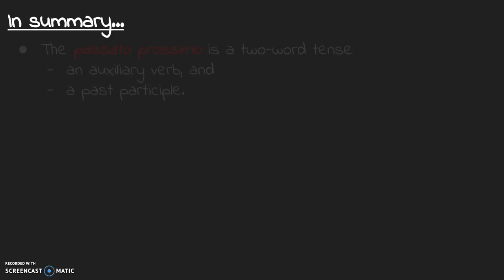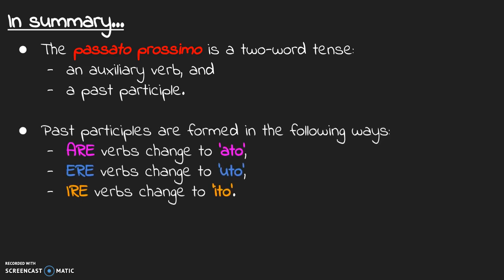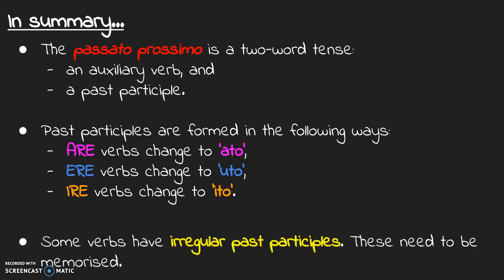In summary, the passato prossimo is a two-word tense that is comprised of an auxiliary or helping verb and a past participle, which is the past version of the main verb. Most past participles work in the following ways. Are verbs change to ato, ere verbs change to uto, and ire verbs change to ito. There are some verbs with an irregular past participle, and these need to be memorized.